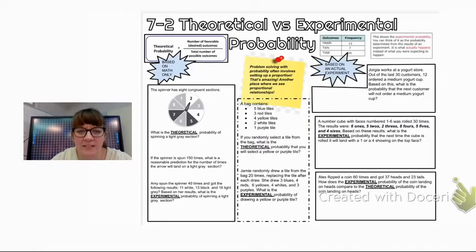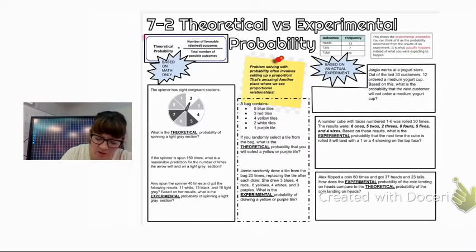Again, welcome to Unit 7, Lesson 2. In this lesson, we'll extend what we learned about finding the probability of simple events, and we will be comparing the difference between theoretical probability and experimental probability. So let's first focus on what we mean when we say that.